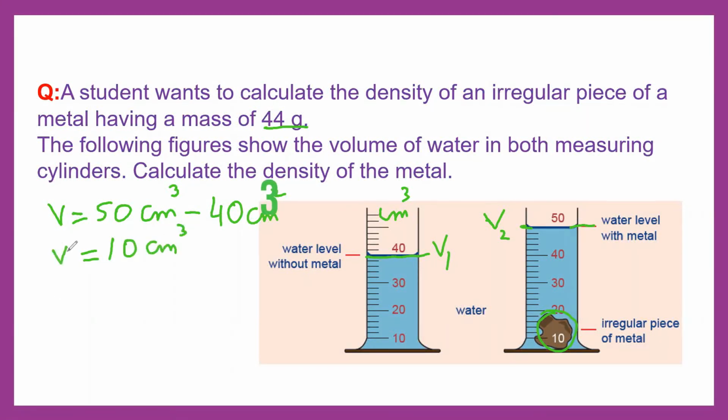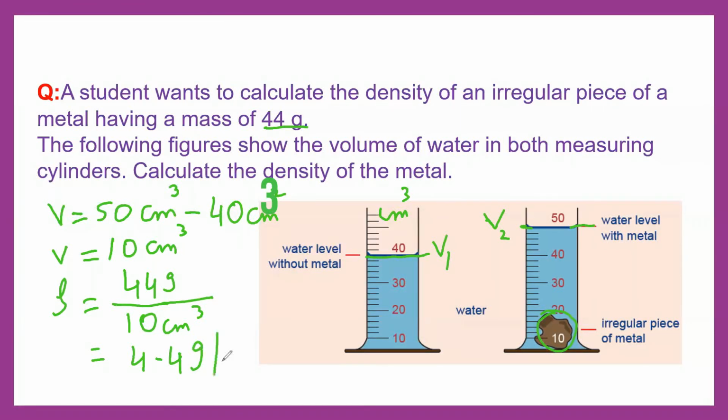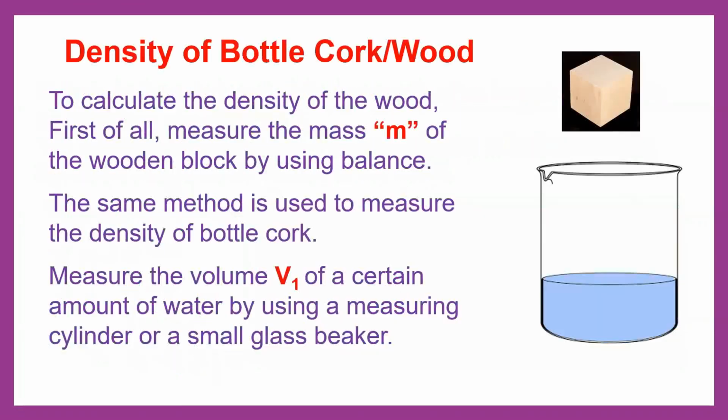We can use the formula for the density, mass over volume. Our mass is 44 grams and the volume is 10 cubic centimeter. So the density of the solid is 4.4 gram per cubic centimeter. Finally, I'm going to explain how to calculate the density of light objects like wood or bottle cork.